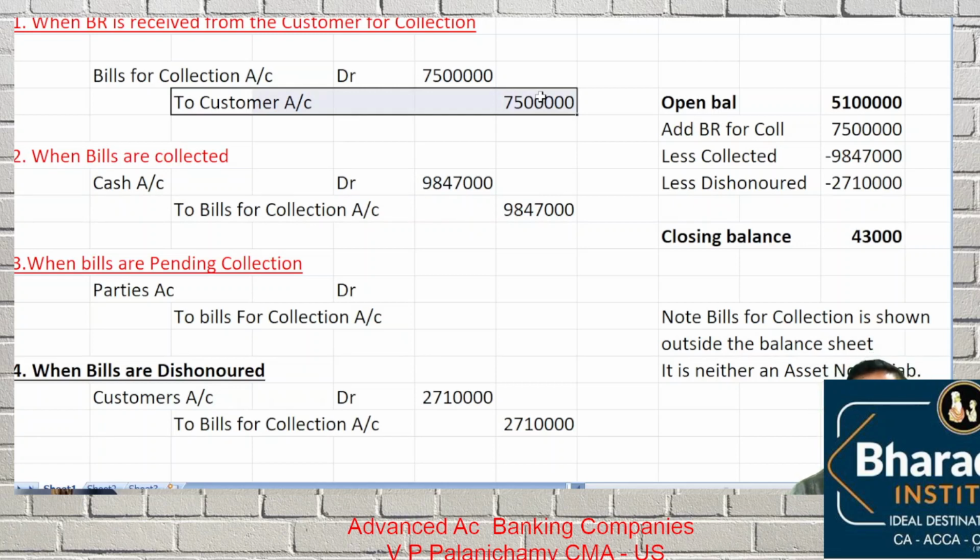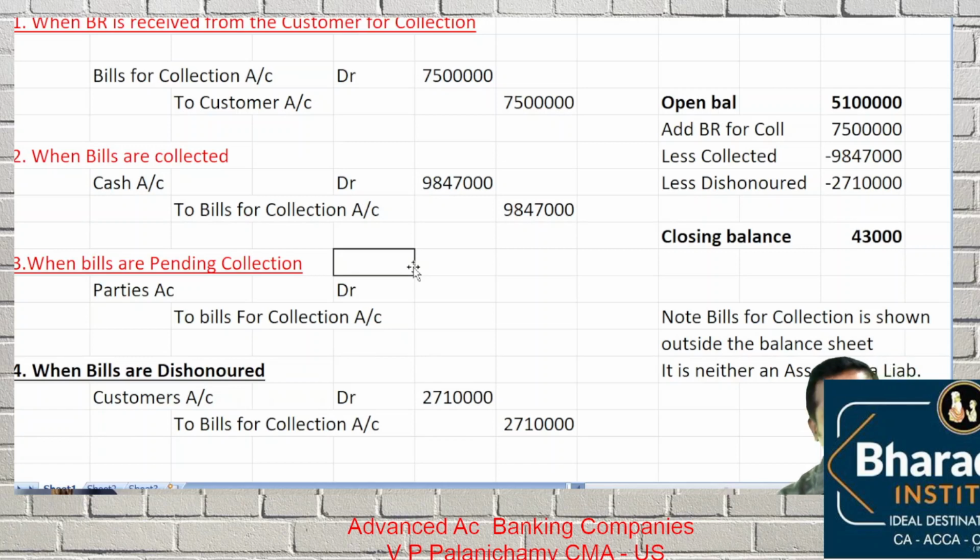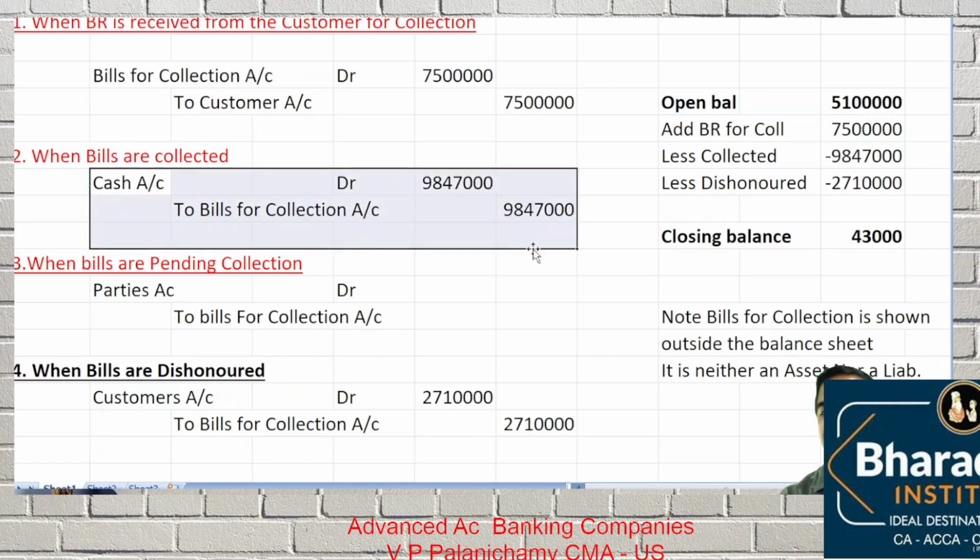So bill for collection is not an asset or a liability because you're not collecting for the bank, you're collecting for the customer. So it is just shown outside the balance sheet as a footnote. We will see while preparing the balance sheet. We'll record liabilities, assets, then as a footnote or outside line item of the balance sheet, we'll show this bill for collection. It is neither an asset nor a liability, or you can say it is both an asset as well as a liability. It is an asset because you are going to collect the money. It's a liability because on collection you have to pay to the customer.